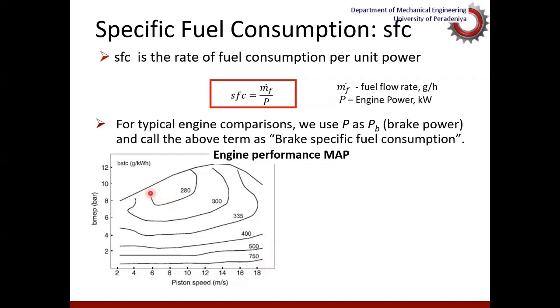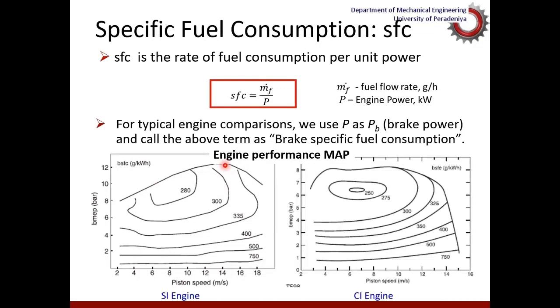As you can see, brake specific fuel consumption could be minimum if the engine is operated under different load conditions, different torques, but you maintain the speed like this. This graph is for petrol engines or spark ignition engines. The same type of graphs, the contour maps, can be produced for compression ignition engines as well.